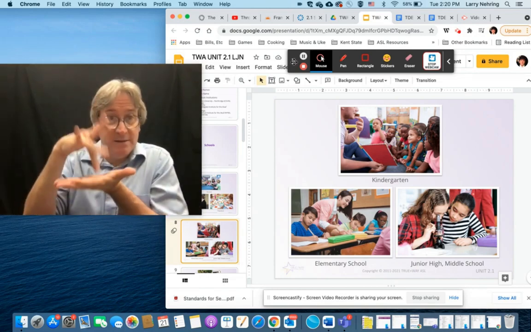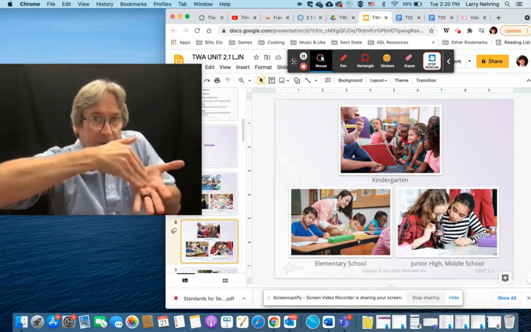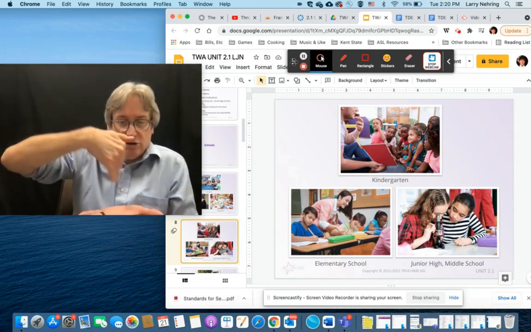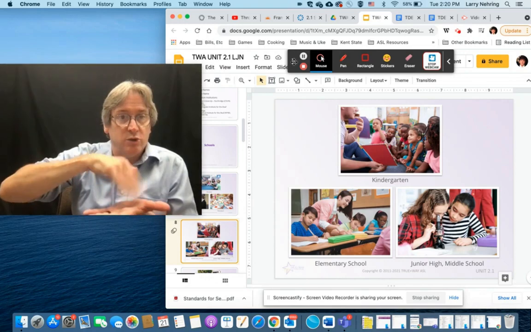Because what I'm doing is, this is the middle, right? In the middle of my hand. So I draw the circle and then I go to the center. Middle school.